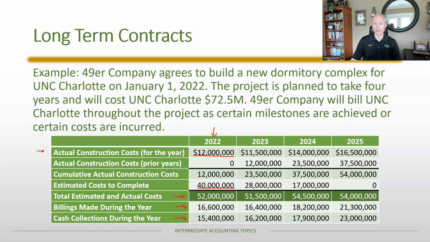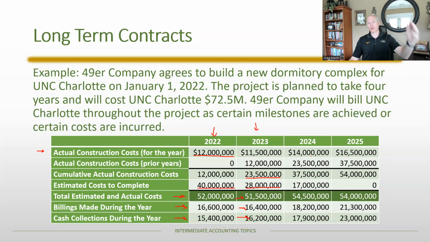And of course, then they march through time, right? And so in 2023, they now have new information. They have the cost that they've now incurred for the current year, which gives them total costs for both years, which is the 23.5 million. They still have some estimated costs before the project is complete. Notice that the total estimate changed a little bit. That does happen, regularly. They had new billings of 16.4 million and they had collections of 16.2 million. And then on and on we go.